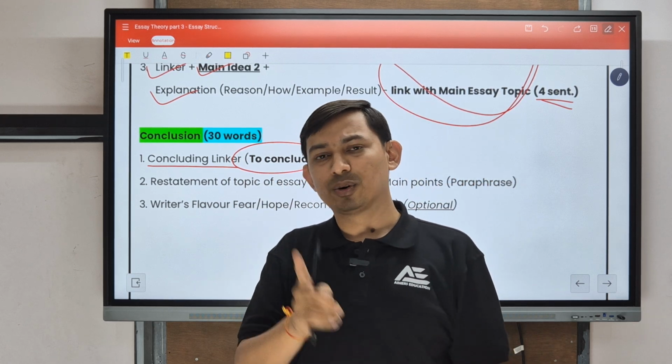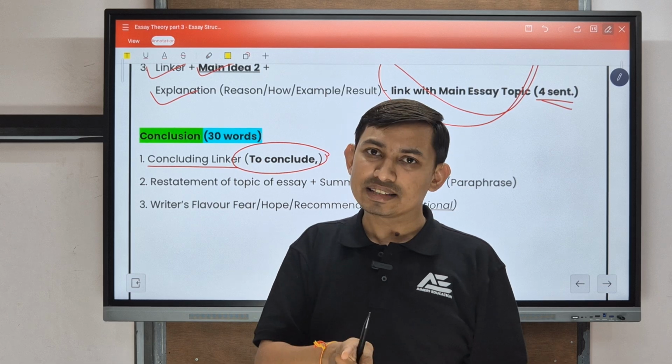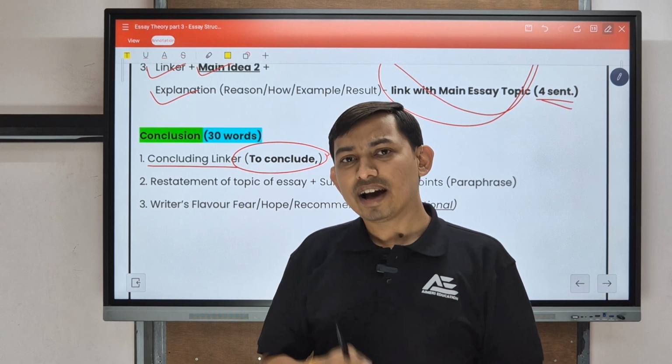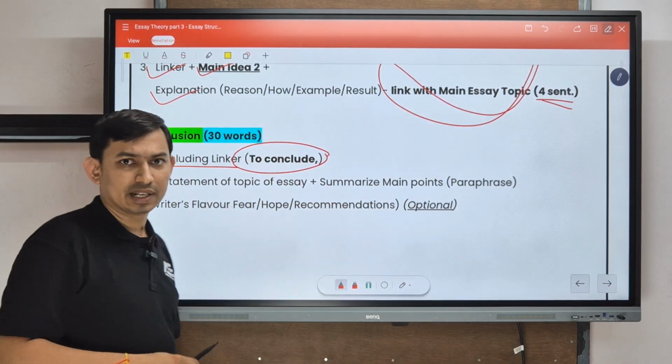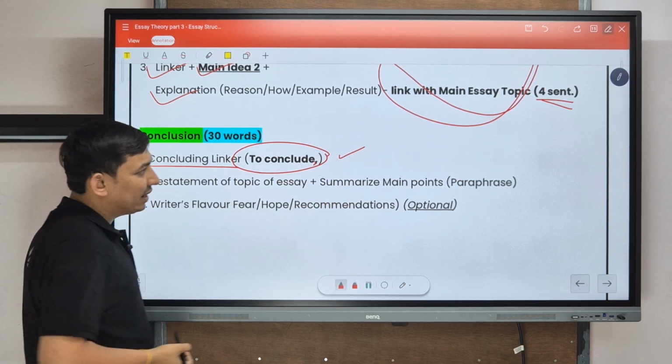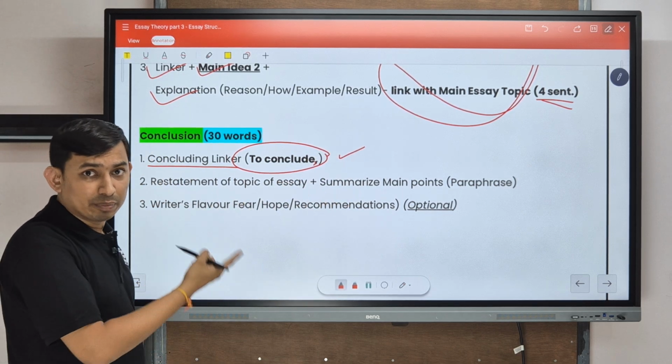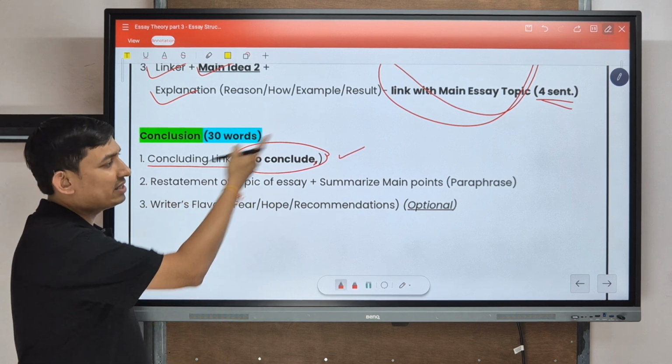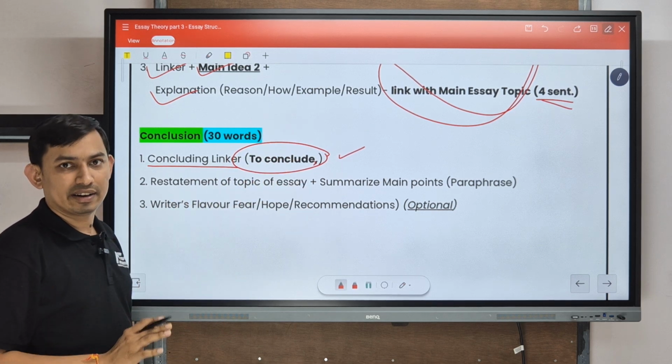Because in the exam we are going to write one essay. In one essay we have to write only one linker. Then why do we have to make a list of that? Clear? So 'To conclude,' and there will be a comma. So this is your concluding linker. With the help of this, the examiner will know that okay, this is the concluding paragraph.